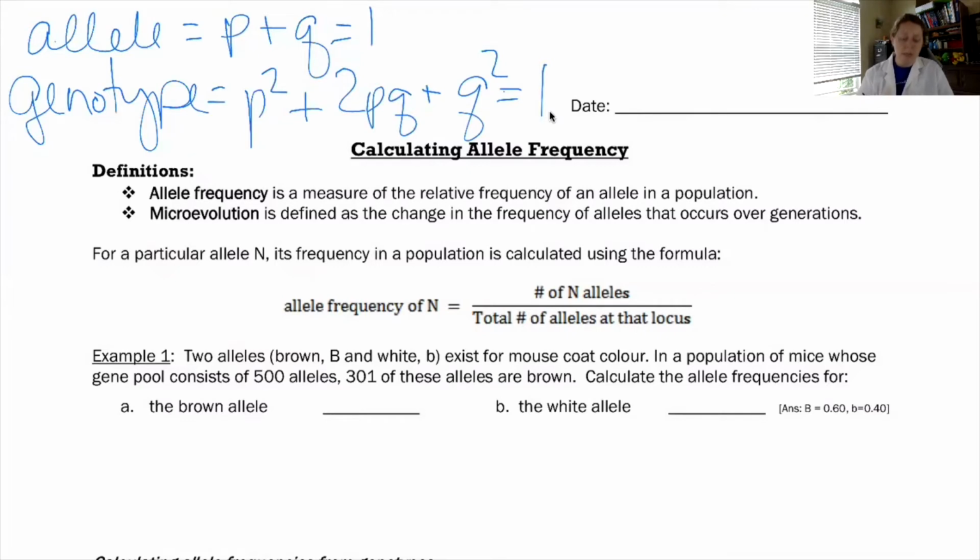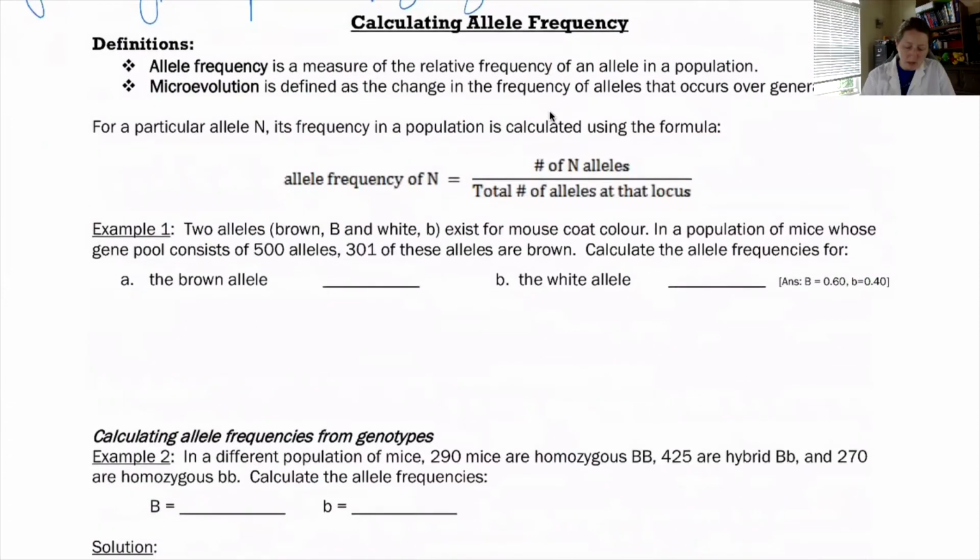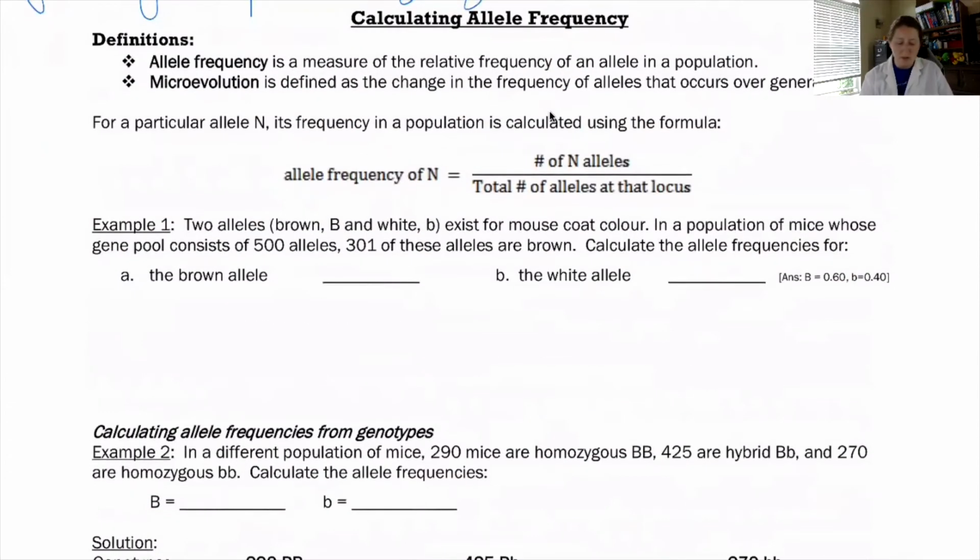Now this is a little bit misleading the way that they are written. We're actually just going to take pieces of each of those equations and substitute in for them. Okay, so let's go ahead and take a look at your handout here and let's see if we can figure some things out. So it says we have two alleles, brown B and white b, of course capital B and lowercase b, so our dominant and our recessive, that exist for mouse coat color.